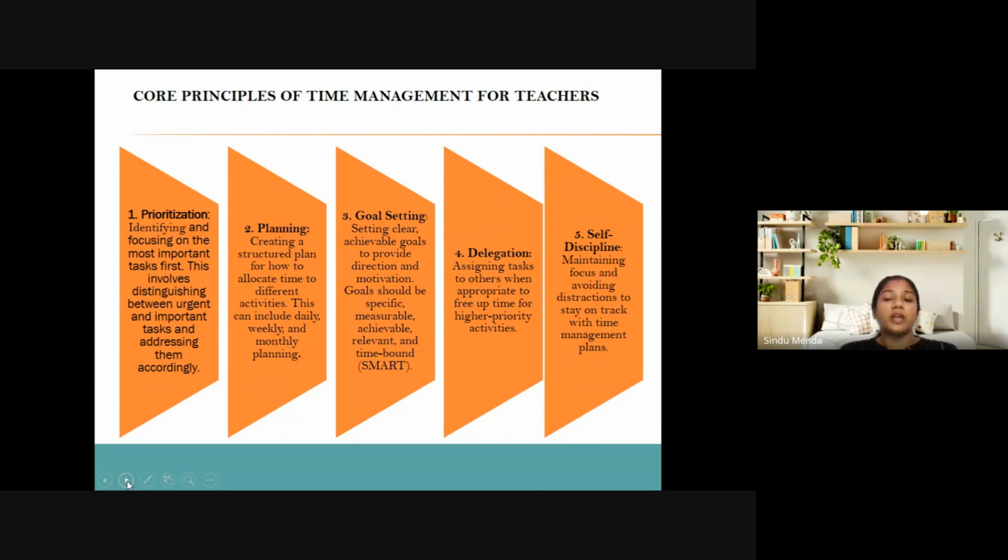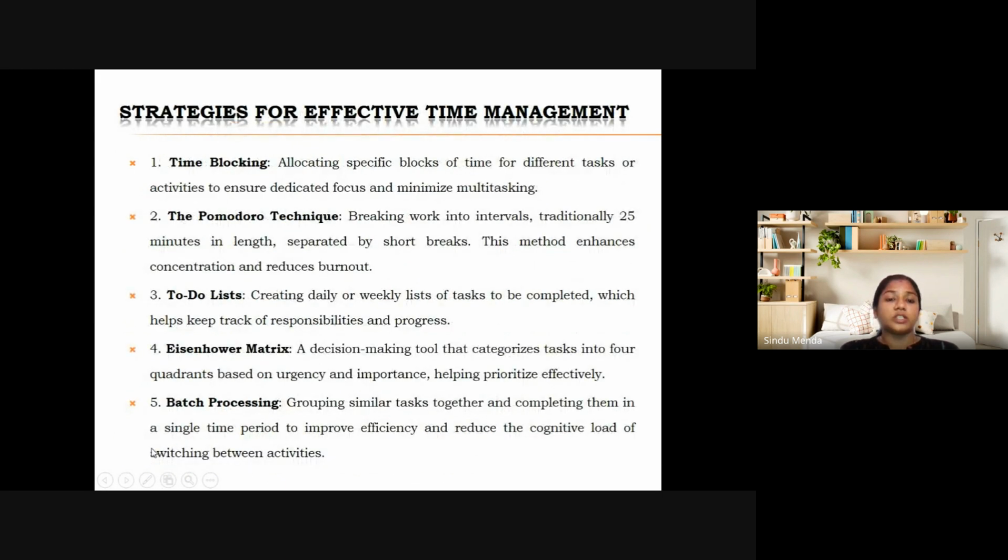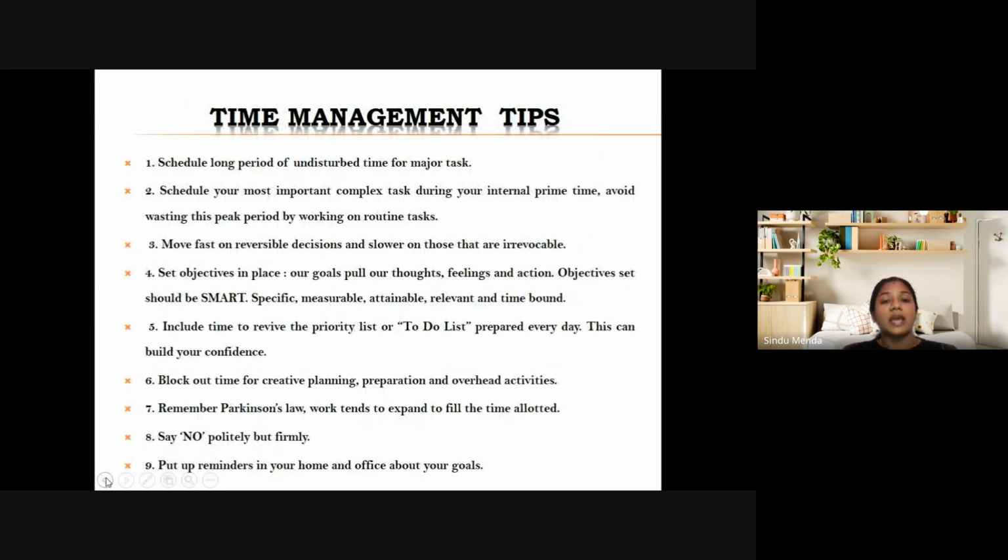You give proper time to your particular work, not getting distracted from it, and you go with the flow. These five core principles are very important for teachers for managing their time in their work schedules or academic tasks. So what are the time management tips? There are different kinds of time management tips. Some of the points I mentioned.